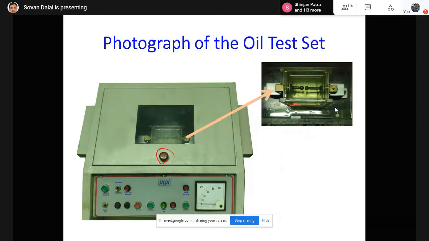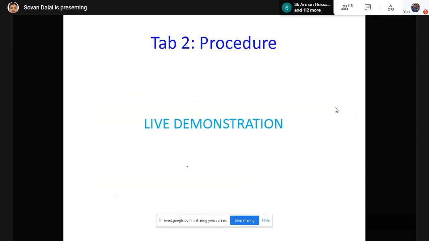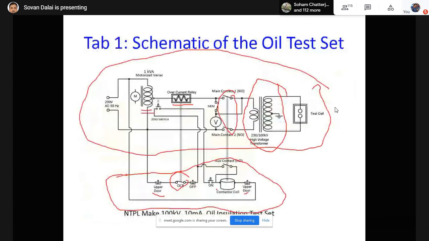When you open this door for placing this test cell, there are two limit switches, and they will be open. It is not physically shown here, but when you close the door, the corresponding two contacts will close in the control circuit. So in that way, the upper door contacts will be closed. If the door is closed, then this contact will close. And one contact corresponds to the overcurrent relay, and that is normally closed.